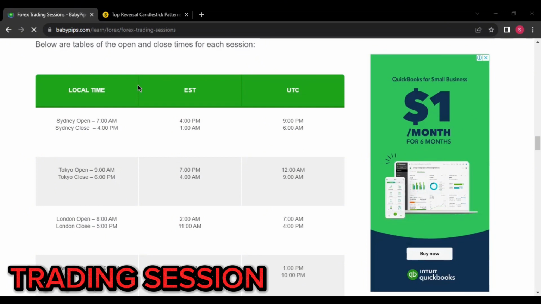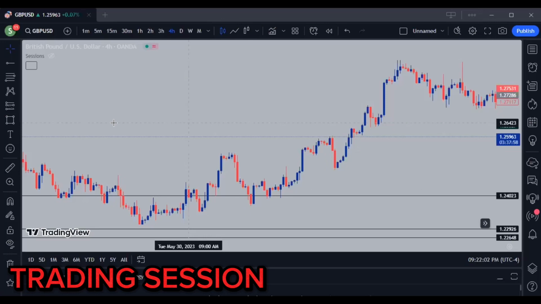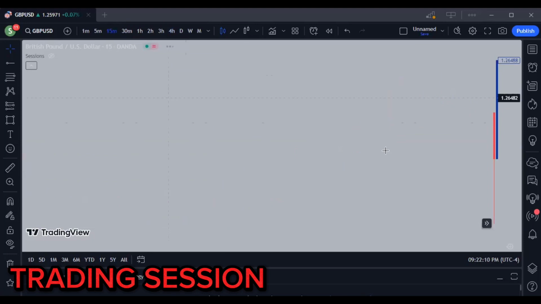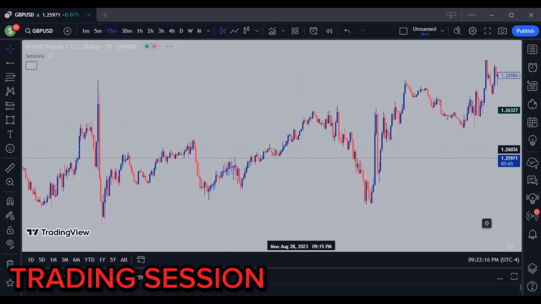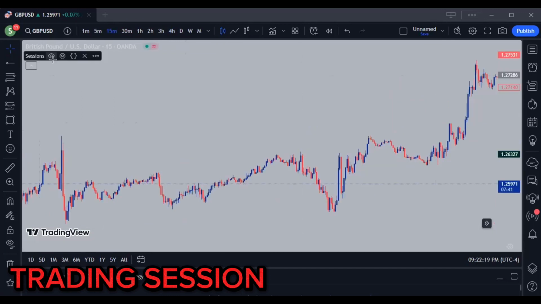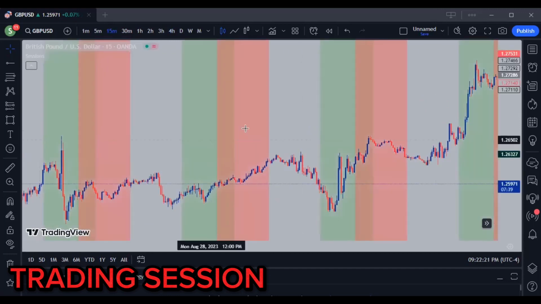Looking at my chart, I'm going to show you the reason why you need to use your trading session. I will be using the 15 minutes chart on GBP USD to show you this example. I'm going to turn on my session indicator. I have London and New York. Since we have British pounds and US dollar here, we are meant to make use of New York time and London time.